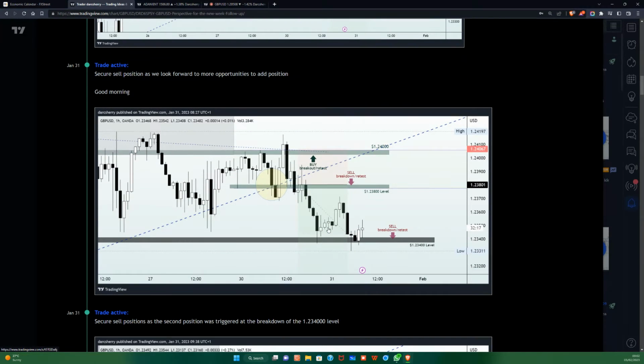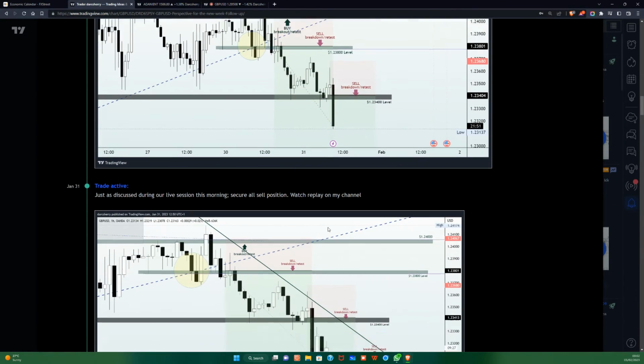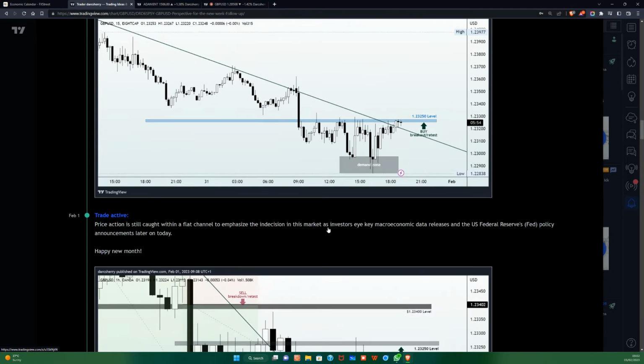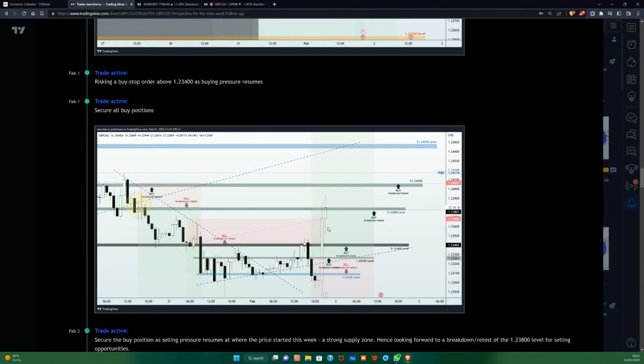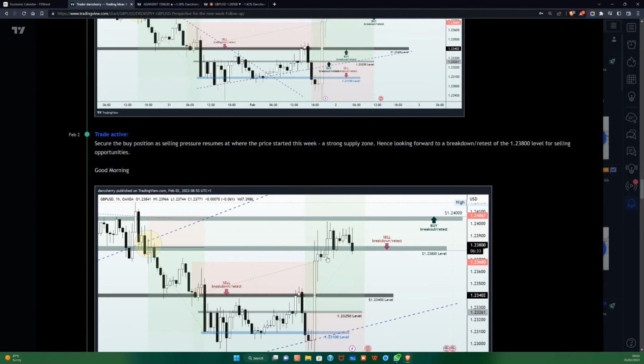all the way down before some level of bullish momentum started coming in. Well, the key moment didn't happen until the 2nd of February, where we saw this bullish momentum bring price back into that entry zone that we had at the beginning of the week. And one thing we projected was that we were going to be looking for a breakdown of the 1.23800 to join that decline to the downside.